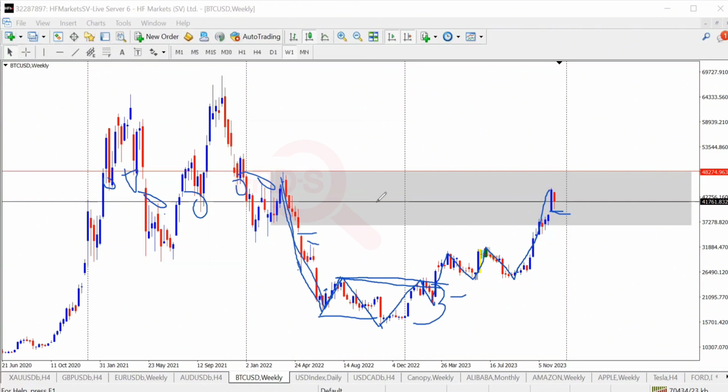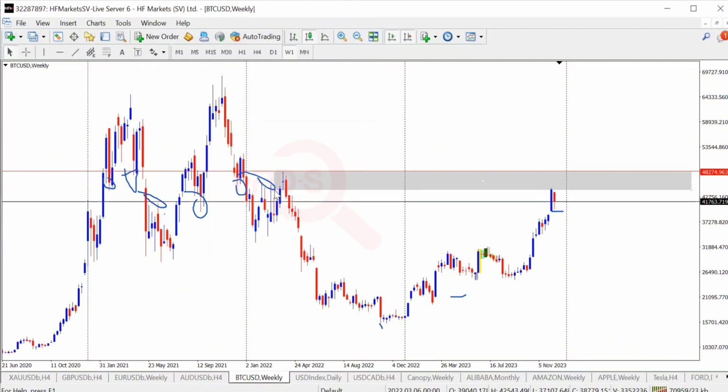There is a monthly order block there. There is a weekly order block there. If I try to streamline my order block to weekly, I will bring this and put it here. So we are currently inside a weekly and monthly zone. That is why we are struggling.